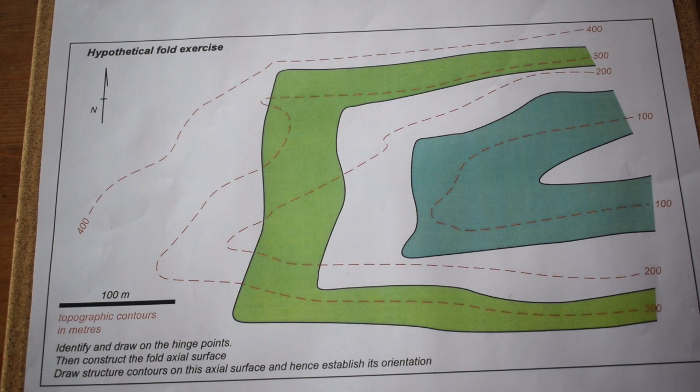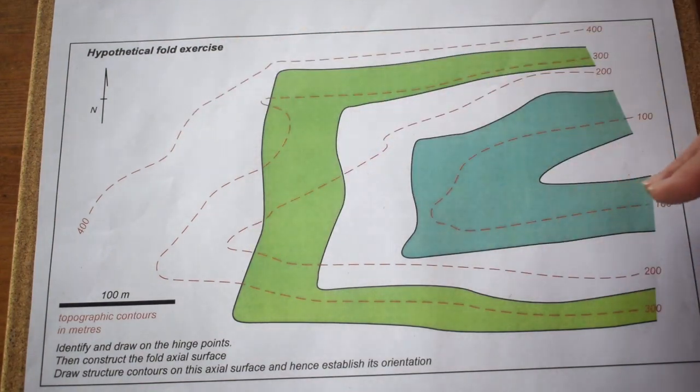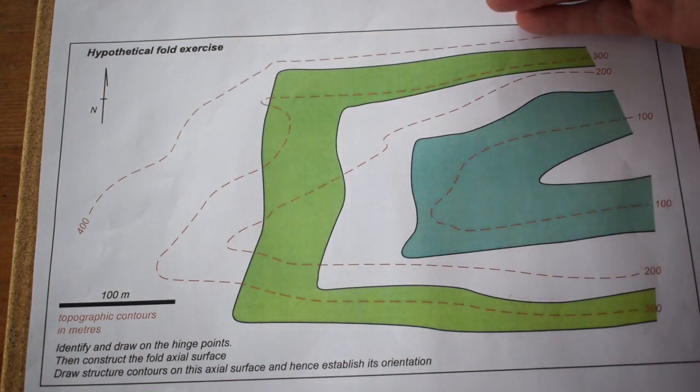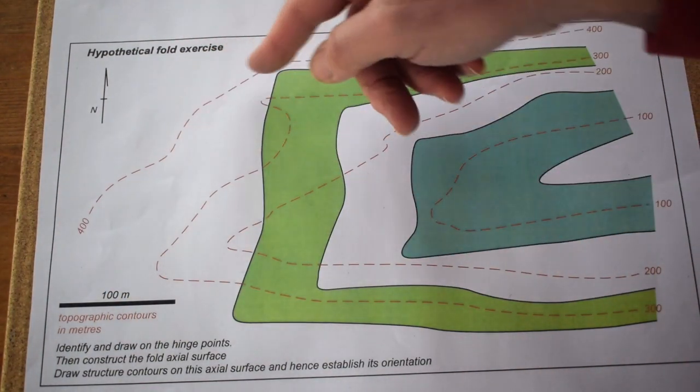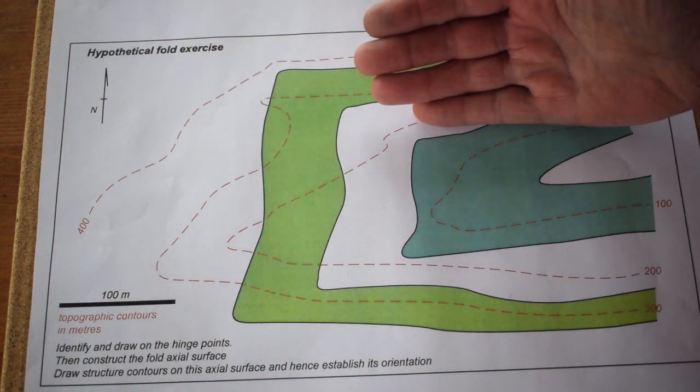So we're fortunate on this map because we've got topographic contours, and we can see we've got the 100-metre contour here, the 200, and then the 300, finally the 400. So this is low ground going up to high ground. In other words, there's a valley, or even a pair of valleys that come down through here. So this is a valley side.